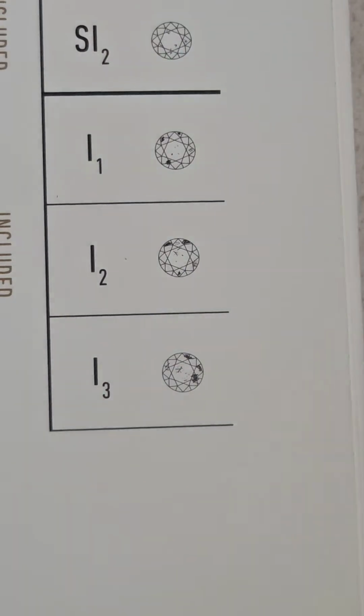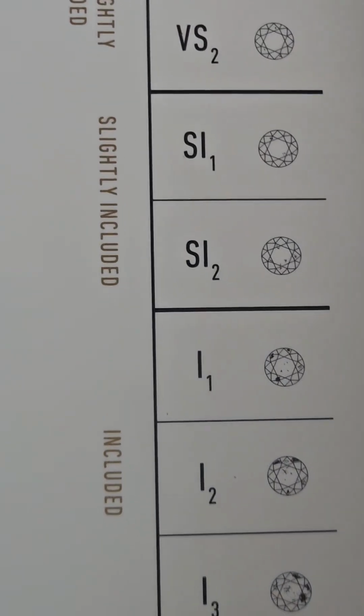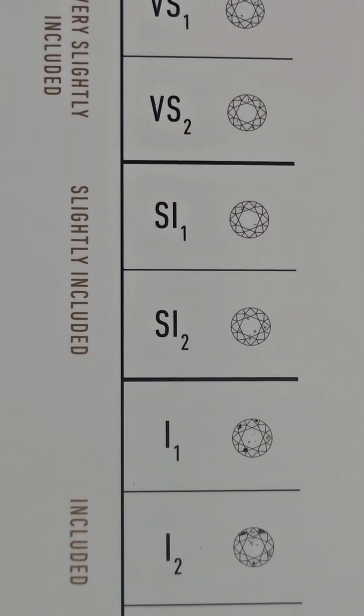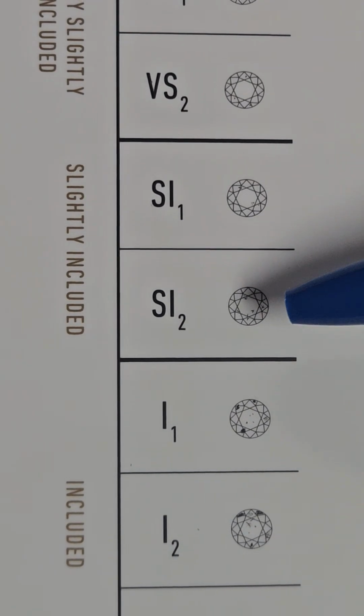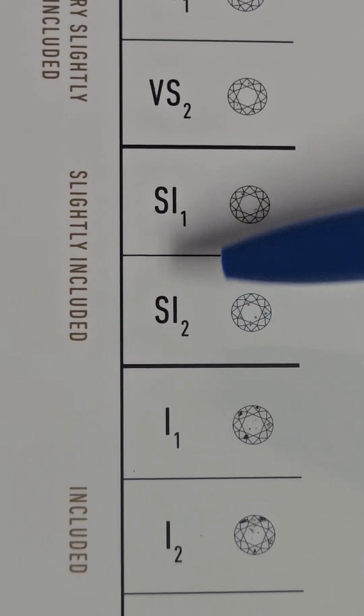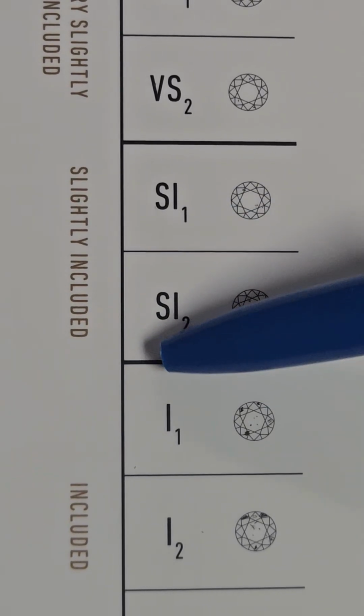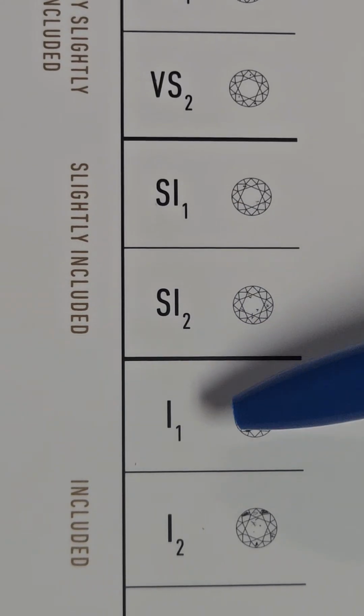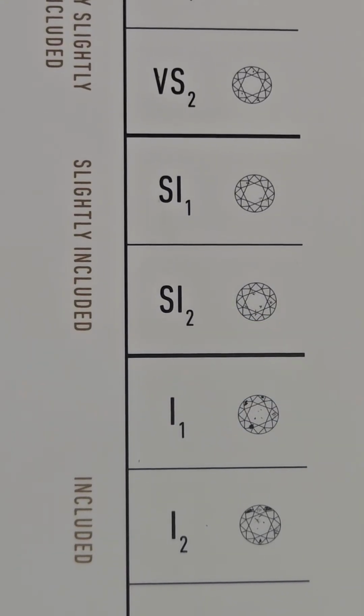Now, I will tell you, I would say somewhere around 2015, 2018, GIA did introduce a classification called SI3, and it falls right at this black line right here. So it's SI1, 2, and 3 now, not just 1 and 2.